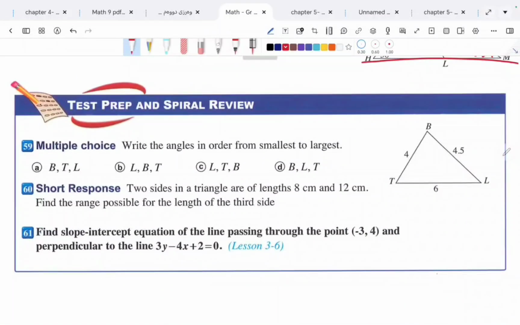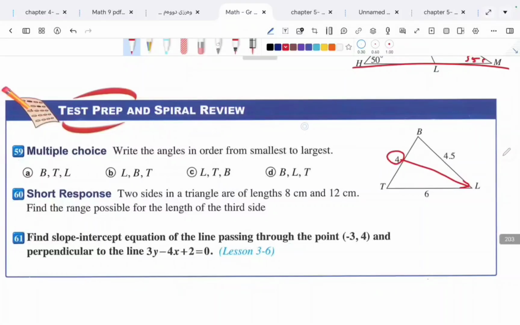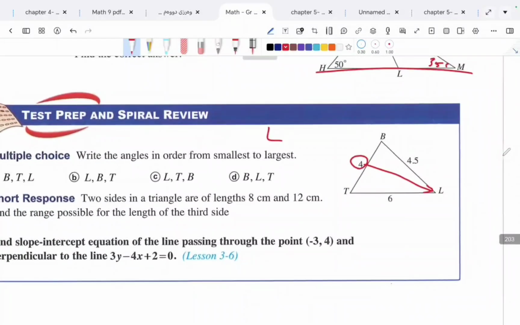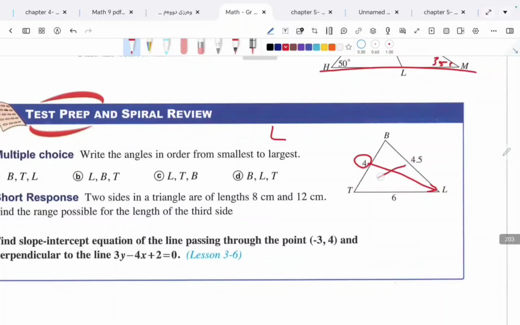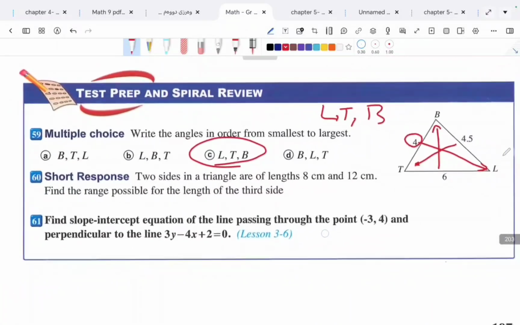Now we have: write the angles in order from smallest to largest. Okay, choose the smallest side. It's 4. It's opposite to the smallest angle, which is L. Then the second smallest one, it's 4.5, which is opposite to T. So it will be LT, then B. Which one is LTB?